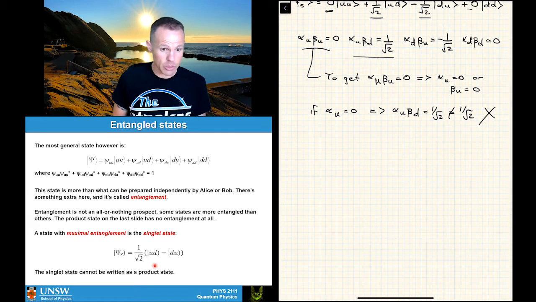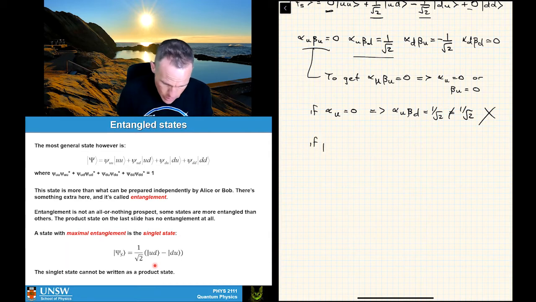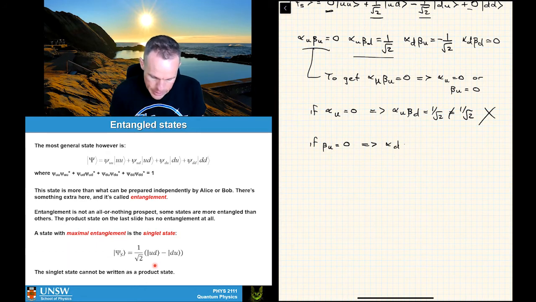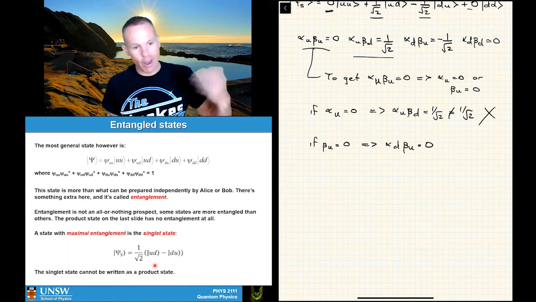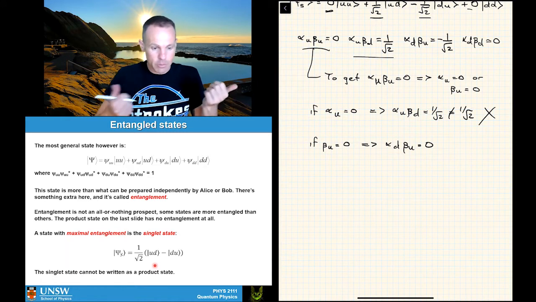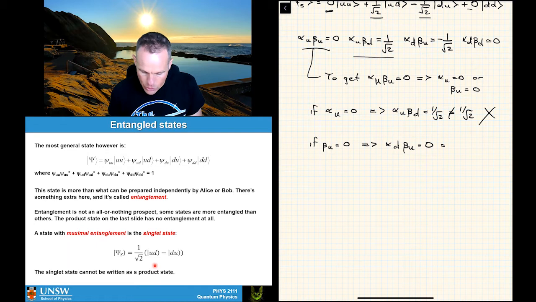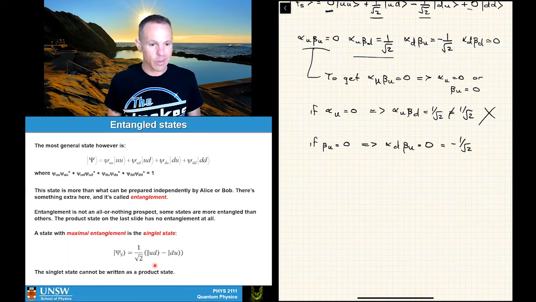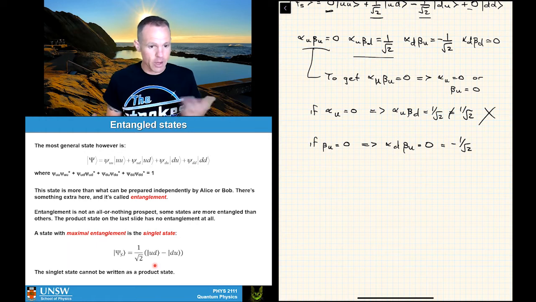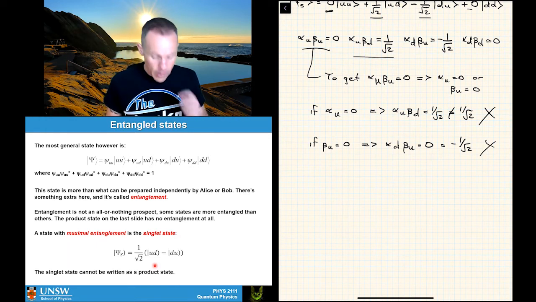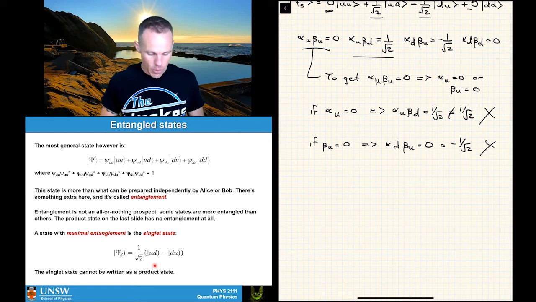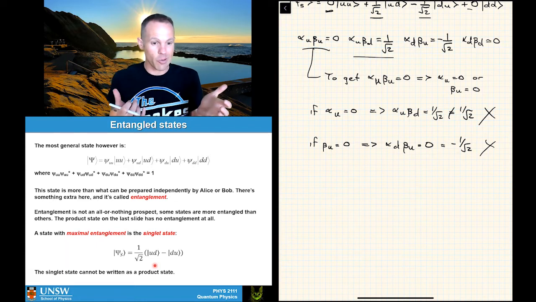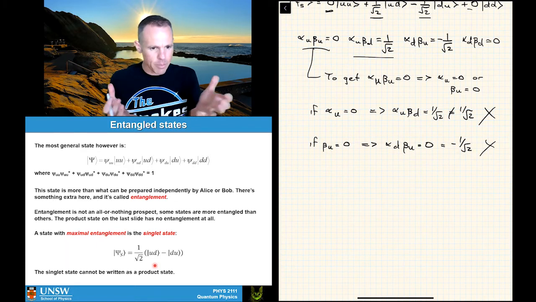It's got to be beta up is equal to 0, right? So if beta up is equal to 0, then alpha down beta up would have to be equal to 0, right? Alpha down could be anything, but beta up is 0 and something times 0 is 0. But of course, we know that it's equal to minus 1 over root 2. That's impossible as well, right? There's no way that something times 0 can be 1 over root 2. So that can't be true. So it's impossible for alpha up to be 0. It's impossible for beta up to be 0, which means it's impossible for the product alpha up beta up to be 0. And so it's impossible for us to write this thing as a product state, right?